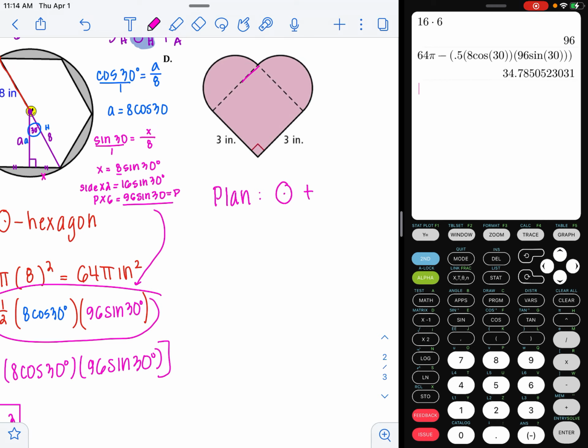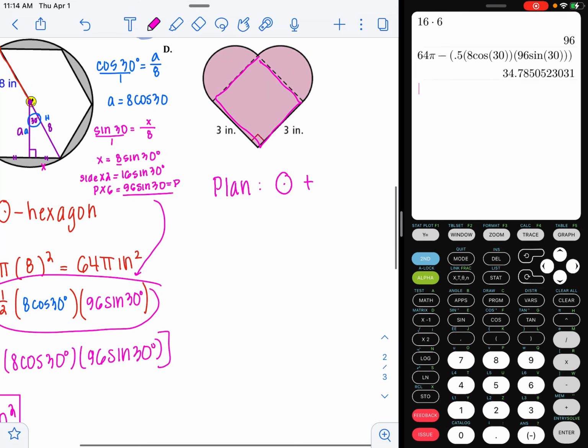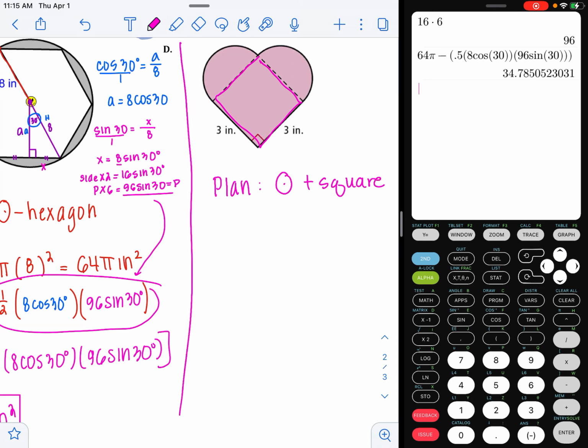and add to it. I have this shape right here, and I say, what is it? It's a quadrilateral, and if you look, I have two sides that are 3, so the other two sides have to be 3 also, so that's a square. So I'm going to do a circle plus a square. I'm going to put a little line right here to separate my work. There we go. All right, so let's start with the area of the circle.